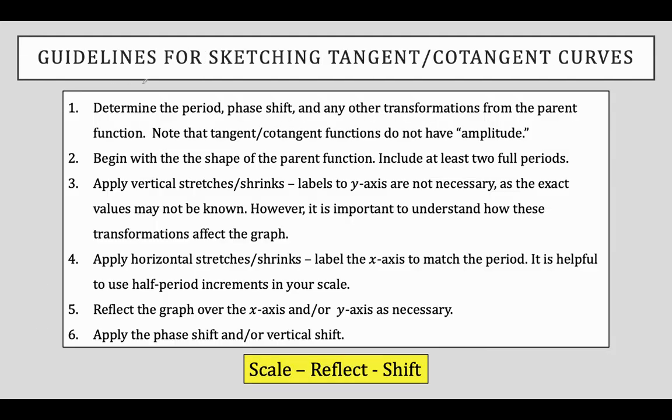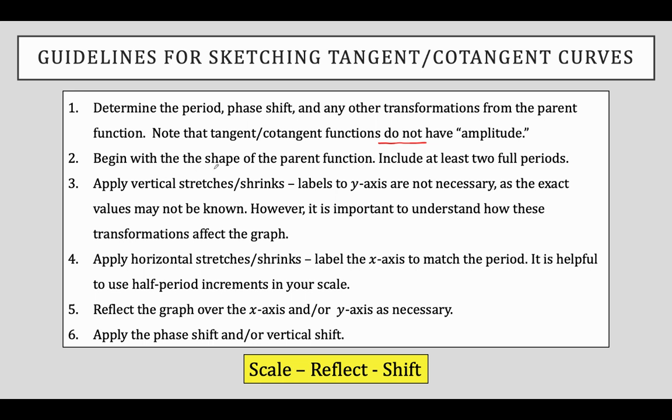So here are your guidelines for sketching tangent and cotangent curves. Notice they're going to look very similar to your guidelines for sketching sine and cosine. 1. Determine the period, phase shift, and any other transformations from the parent function. I'm going to ask you specifically to identify all of those transformations. Make sure you understand them. Note that tangent and cotangent do not have amplitude. Again, amplitude refers to a wave height. We don't have a wave height here.